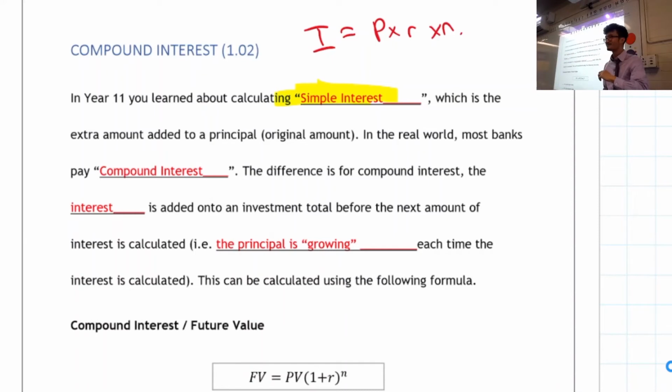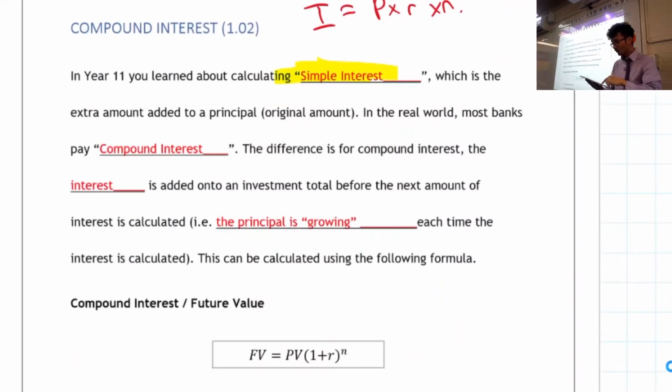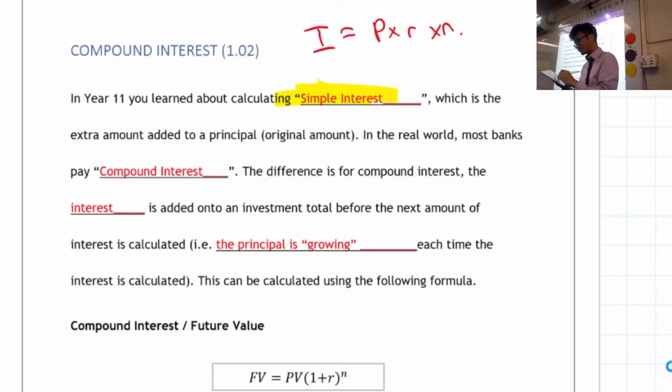All right. So when we look at compound interest, the formula is a bit more complex because that reflects the reality of the situation. Banks will use compound interest to calculate your extra payments, and that's actually what you want.